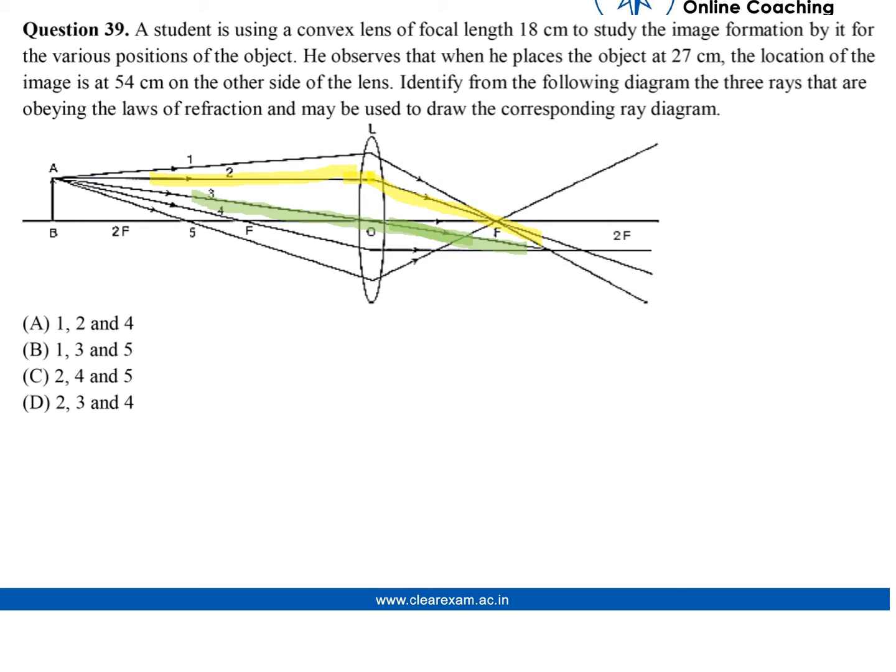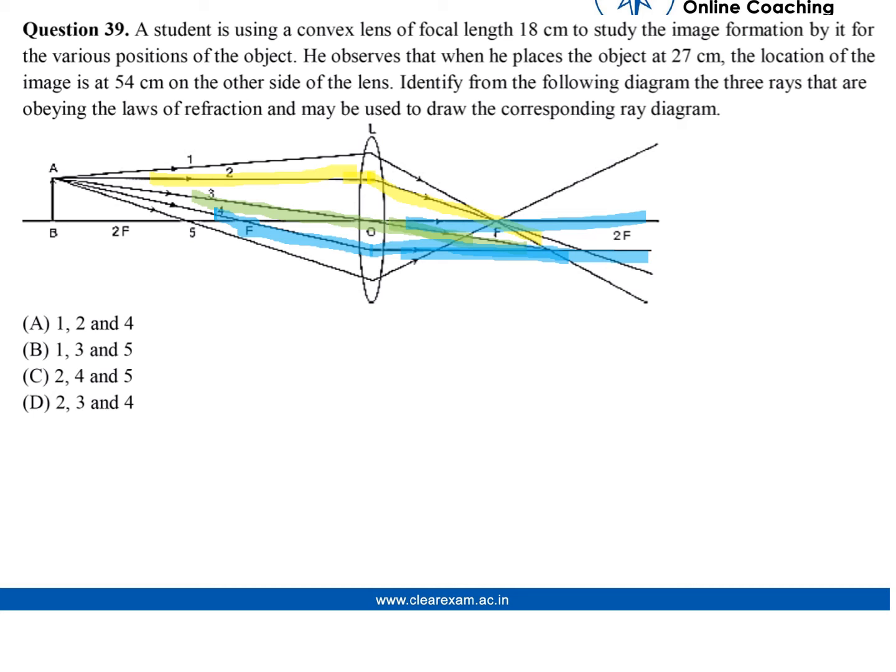Then we are left with the third ray, ray 4, this one. This ray is initially passing through the principal focus, and then after refraction from the convex lens it is going parallel to the principal axis. This is the principal axis, and this is the parallel ray. So these are the three rays among all five which are obeying the laws of refraction.